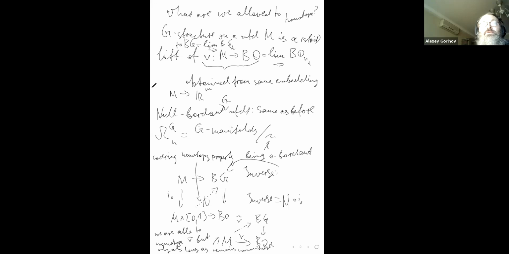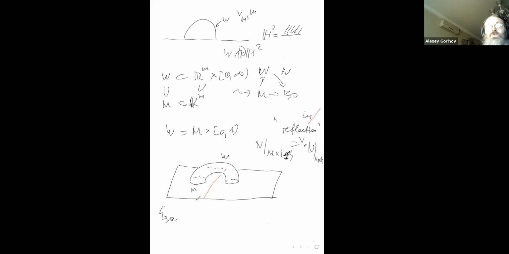Okay, let's consider an example. Two examples. Well, the first example is G equal L, where we get basically the same definitions as the ones we saw in the first lecture. So there aren't any lifts to consider.